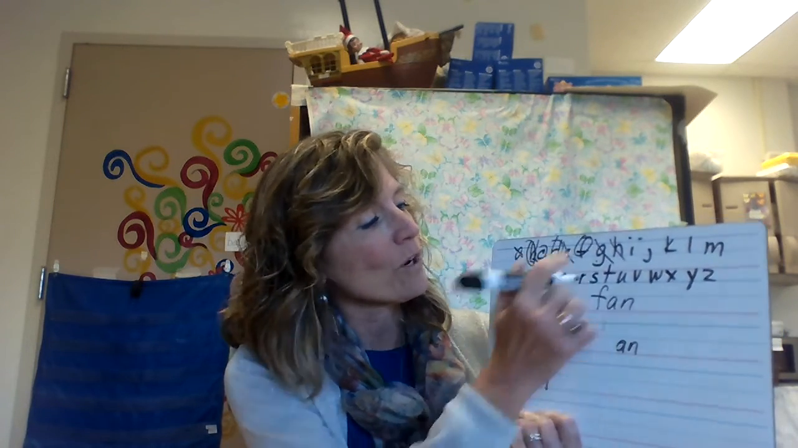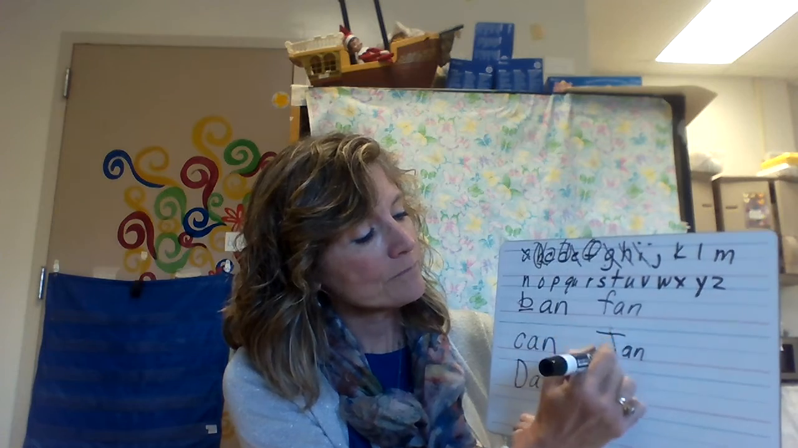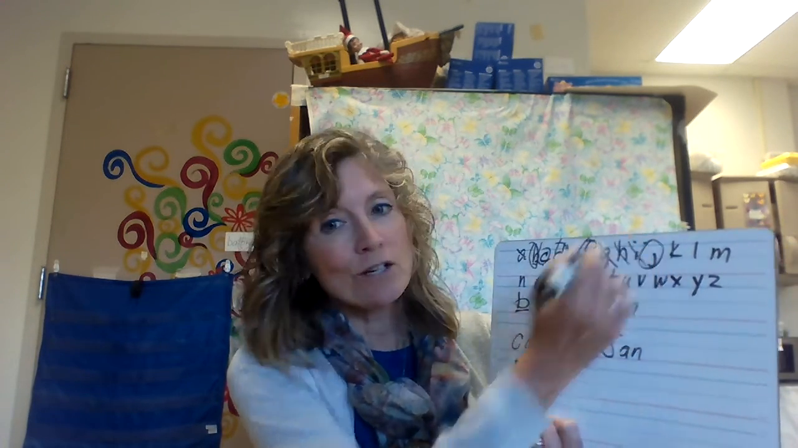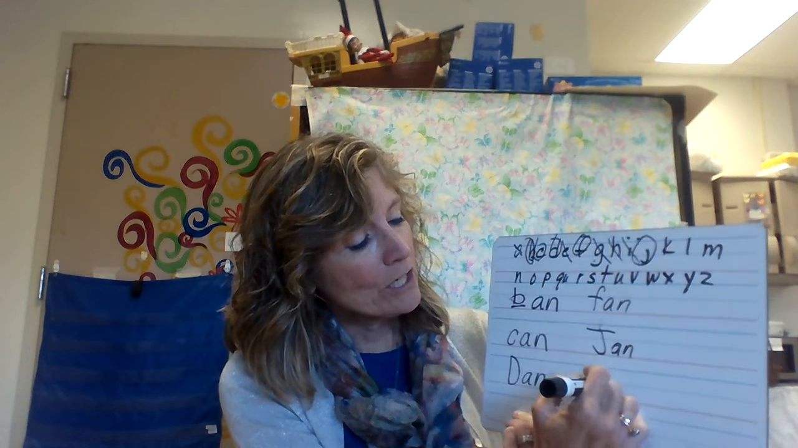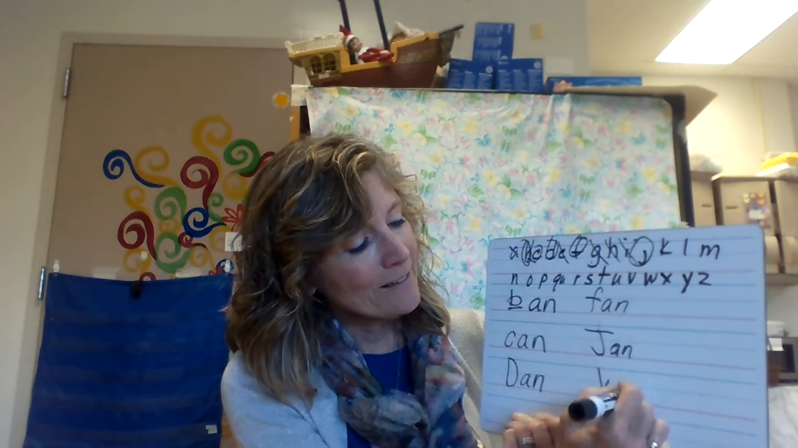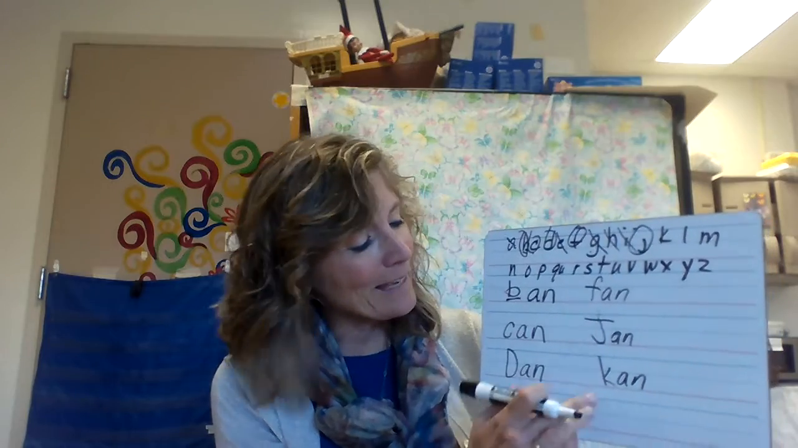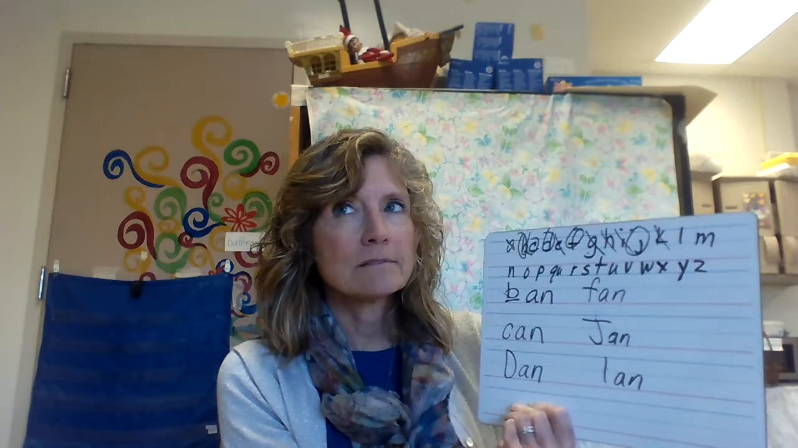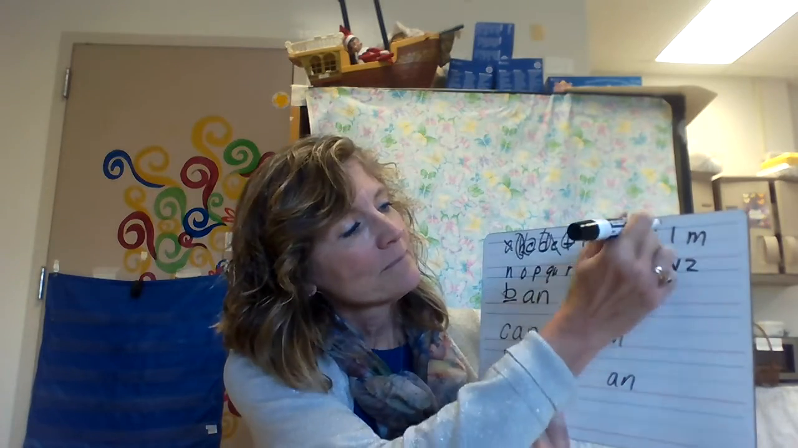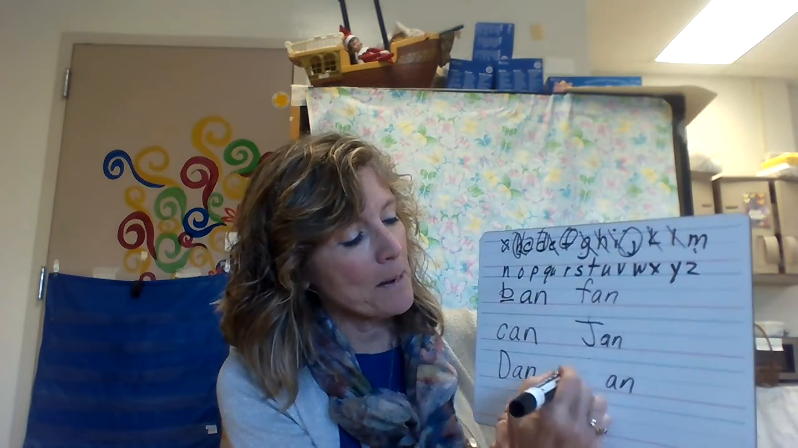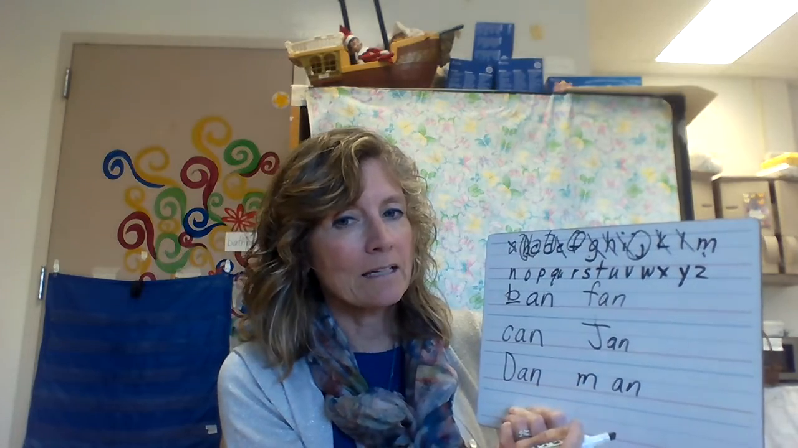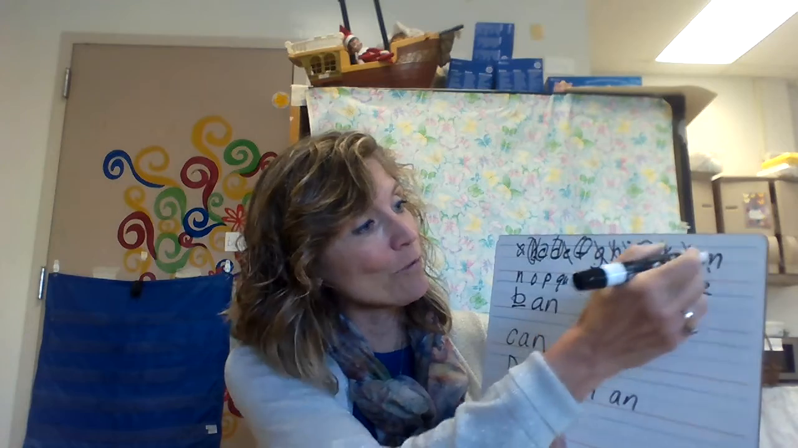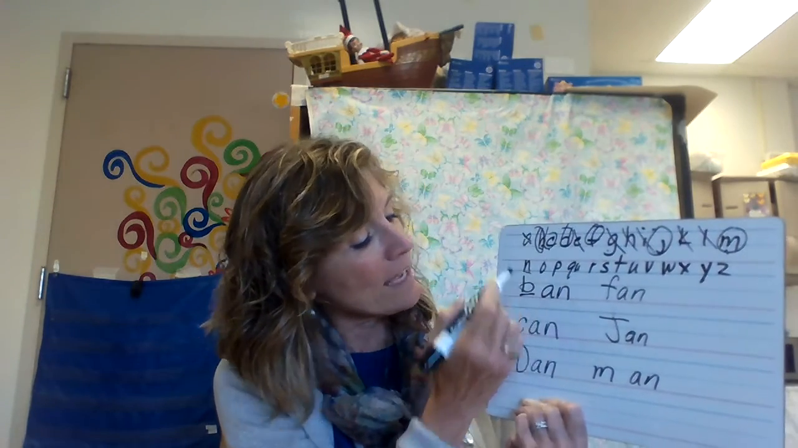Yeah, the vowel doesn't work. Nope. What about Jan? That's a girl's name, so we're going to circle that. What about Kan? Can? No, can is not spelled with a K. No, we don't want that one. Our next letter is an M. Man, yes, that's a real word. We need that.